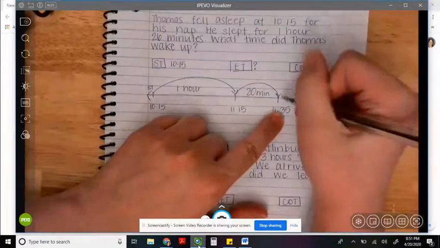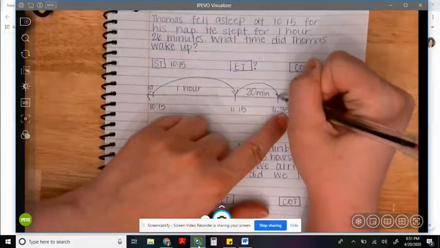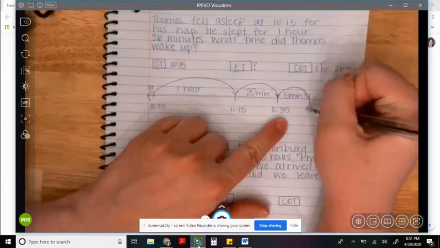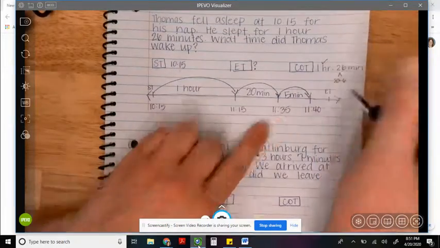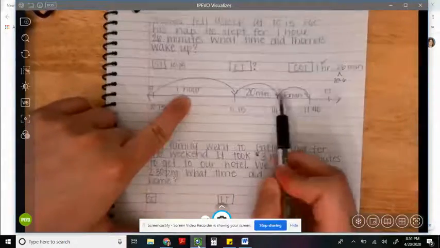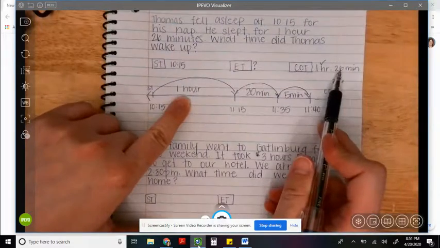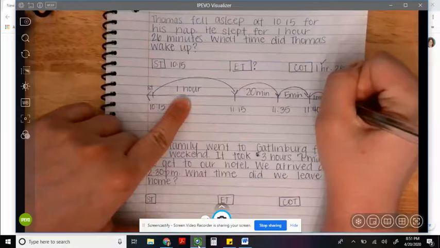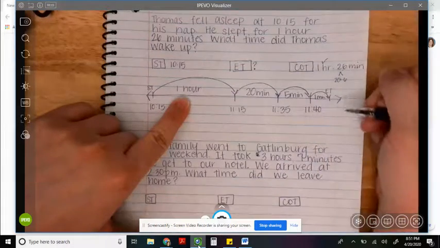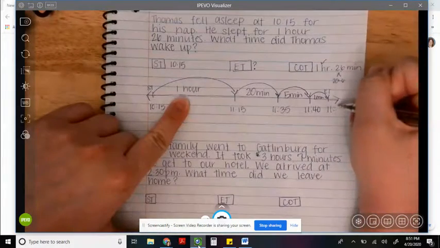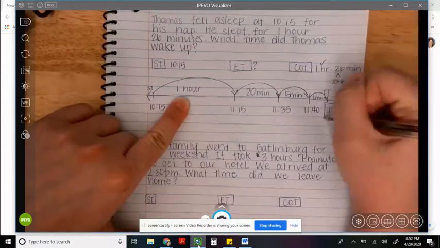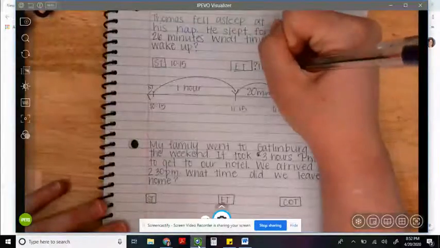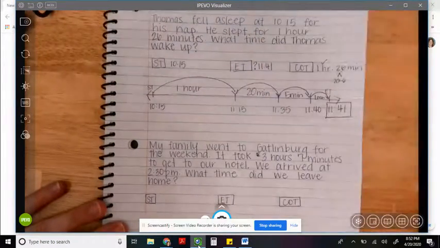Well, let me just top 5. 35 plus 5, that's easy. That'll be 11:40. So 1 hour, 20, 25. How much more do I need to add? Just 1 more minute. 11:40 plus 1 minute, it's going to be 11:41. So what time did Thomas wake up from his nap? His ending time for his nap was 11:41.